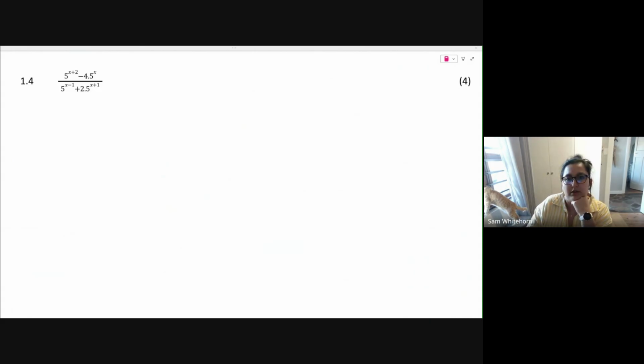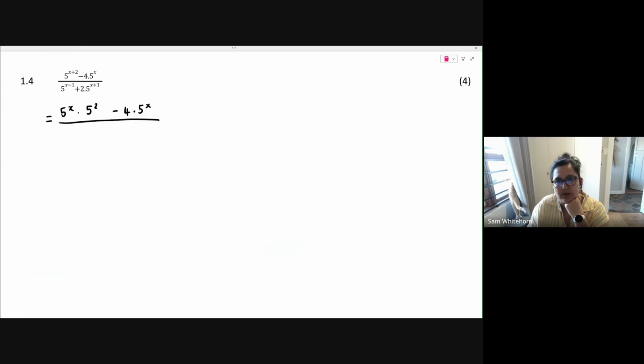Alrighty, let's have a look. Okay, so first things first is we're going to separate our factors. So we've got 5 to the power x times 5 squared minus, you can write that as 2 squared if you want, but you're welcome to just leave it as 4 as well, times 5 to the power x. And then in your denominator, we're going to separate 5 to the power x times 5 to the power negative 1 plus 2 times 5 to the power x times 5 to the power 1.